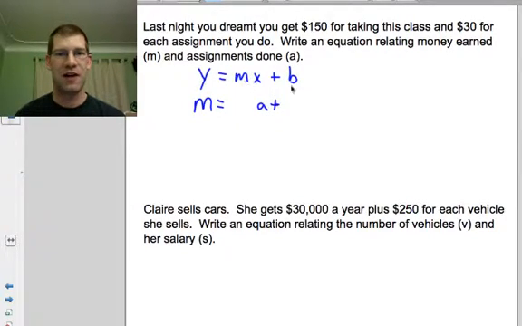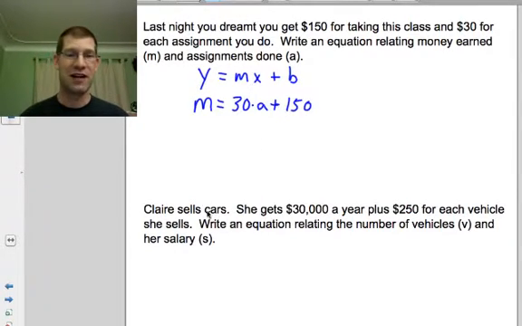I'm going to leave the m and the b out and put in some numbers. So b is your starting amount, and the initial amount you get is $150. You get that down payment regardless of how much homework you do. So that's going to be b. And then m is going to be the 30. Hopefully that makes sense logically. You get $150 if you do 0 assignments: 30 times 0 plus 150 gives you 150. If you do 2 assignments, you get 30 times 2, $60 added on, plus the 150 you started out with. So hopefully the equation makes sense logically.